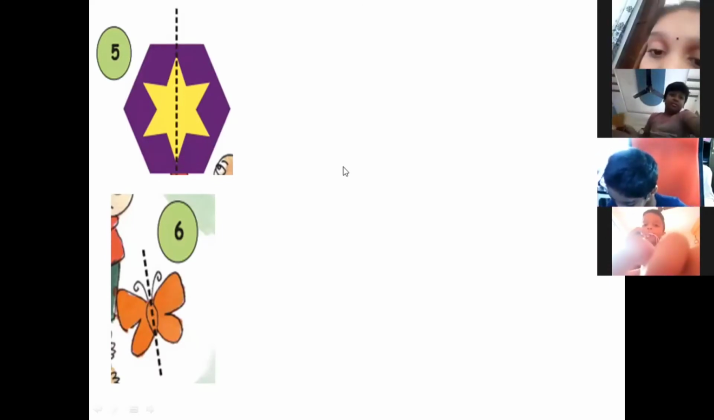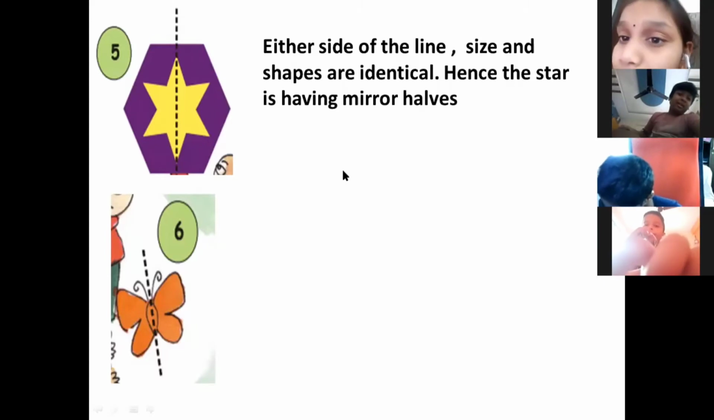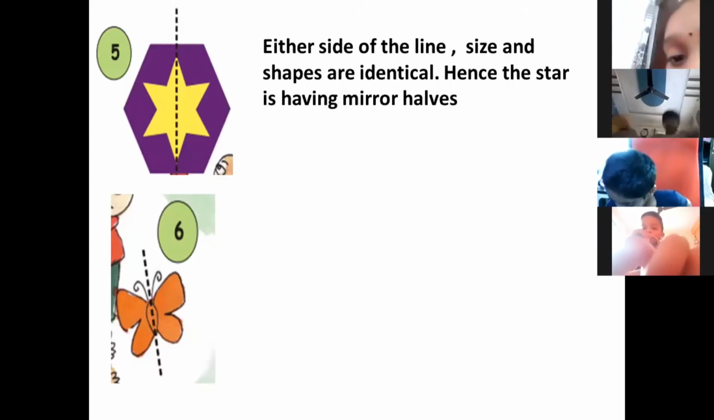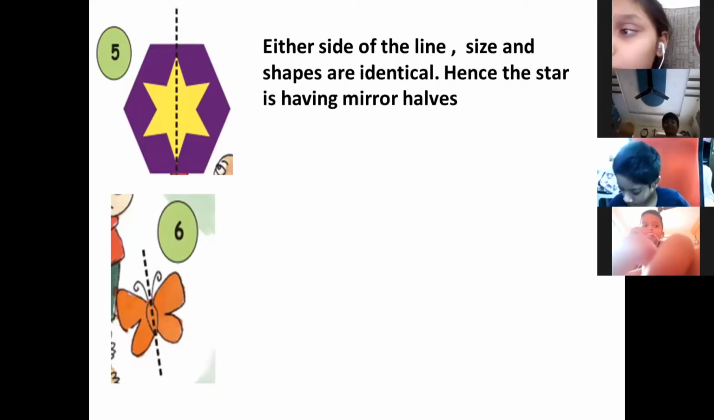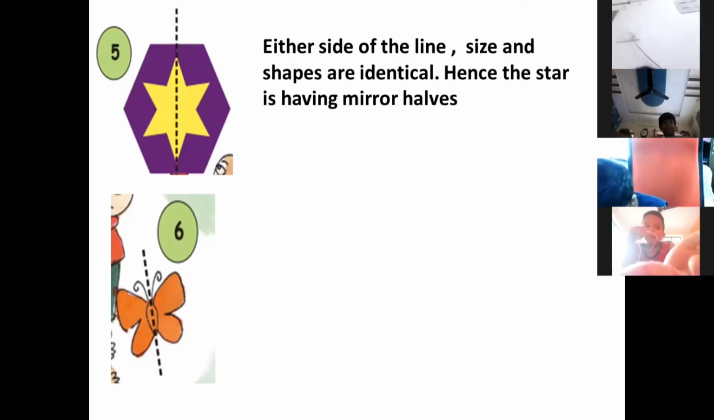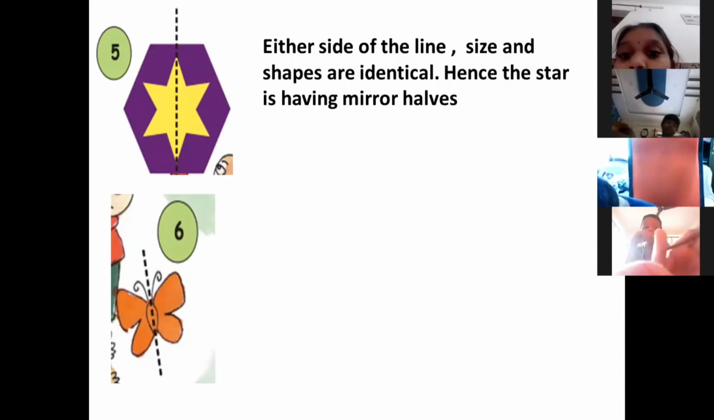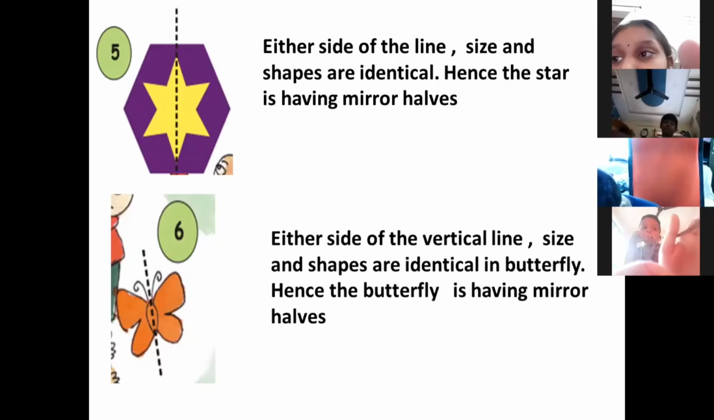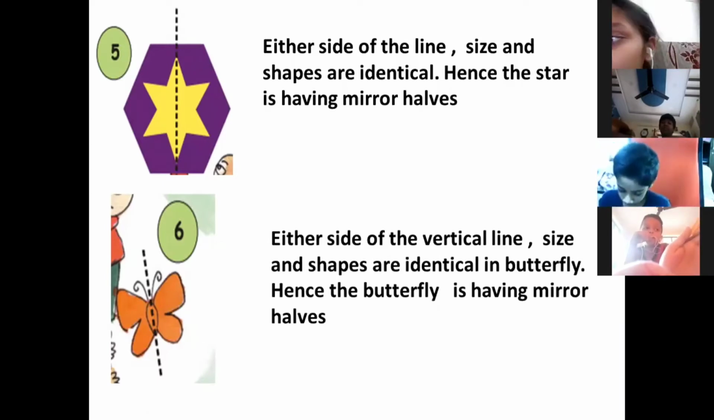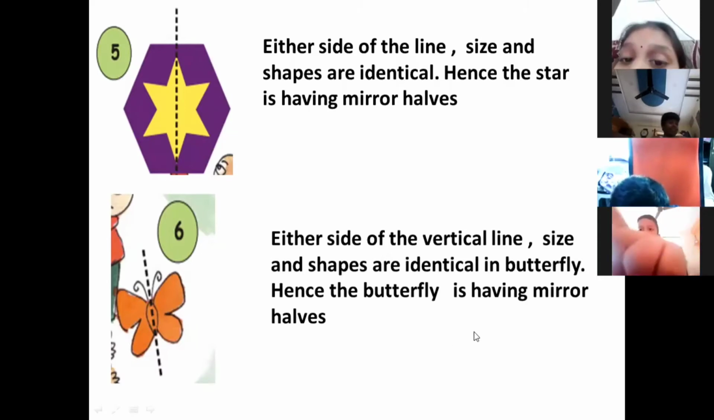Either side of the line, the sides are identical. So the star is having a mirror half. Then what about the next one? Having a mirror half? Yes, mirror half it is.